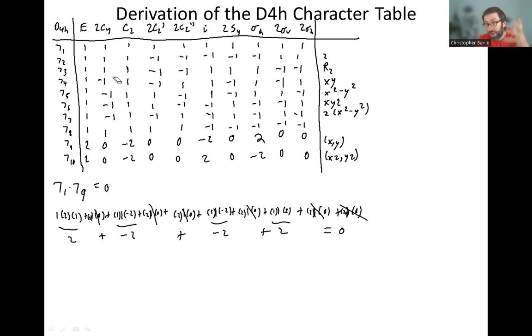You could have Sudoku'd almost the entire table out using the orthogonality principle, but I like using the functions because it's a lot more straightforward. So the very last thing to do is just rename these things with their Mulliken symbols, because now we know what the irreducible representations are.